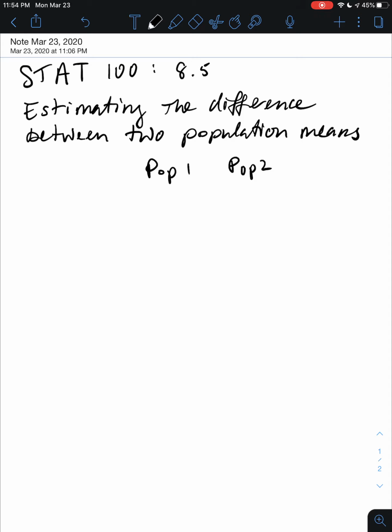Suppose we are looking at heights differences, and so we want to see if women are shorter than men, for example. Then we might have two populations of men and women, and we would have a different population mean for each population. We would also have a different variance and a different standard deviation.